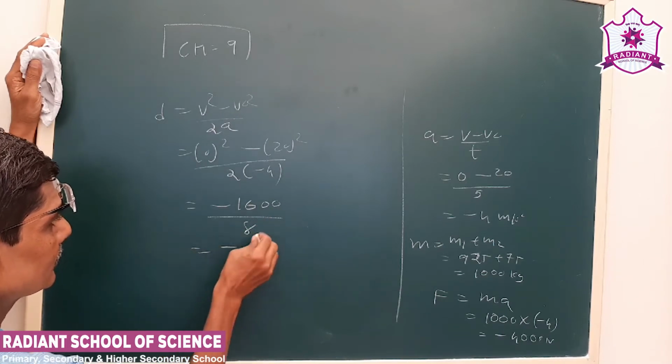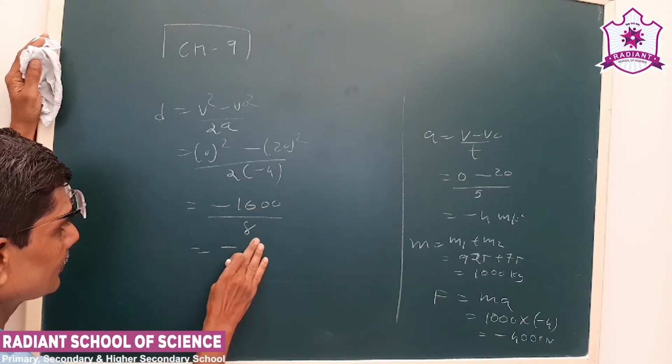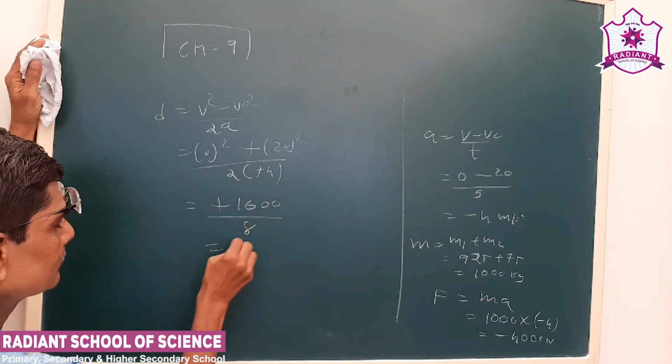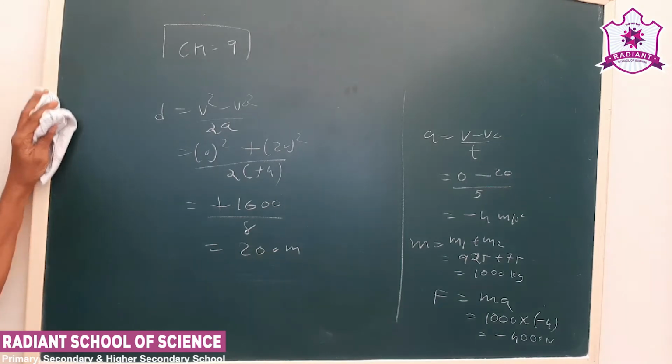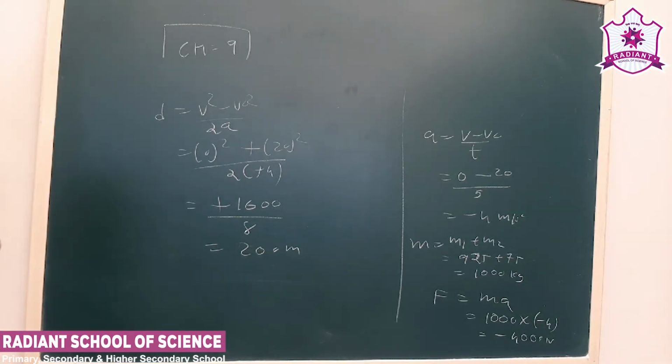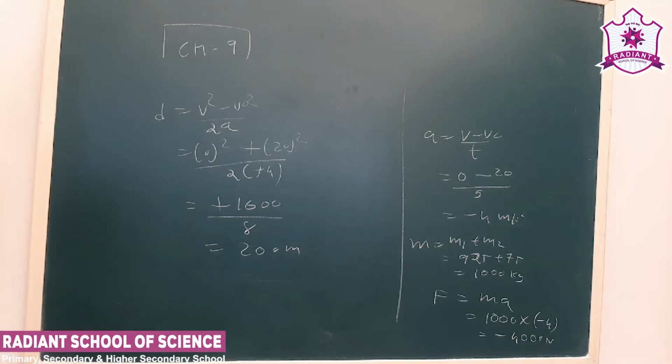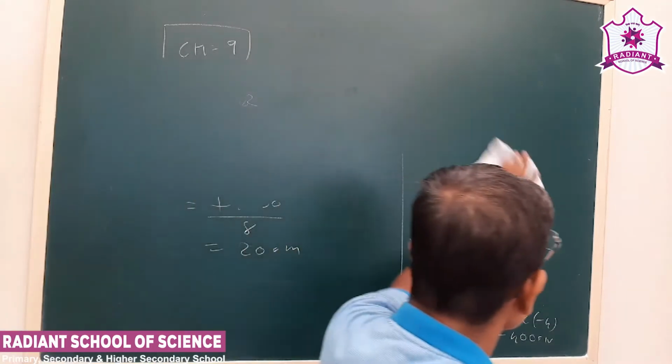Okay, so the distance covered is retardation, so the negative sign will cancel, 200 meters. Initial velocity is given, final velocity, acceleration is 4. So this is how we can calculate the distance covered.